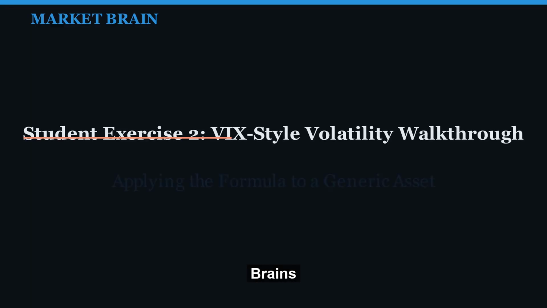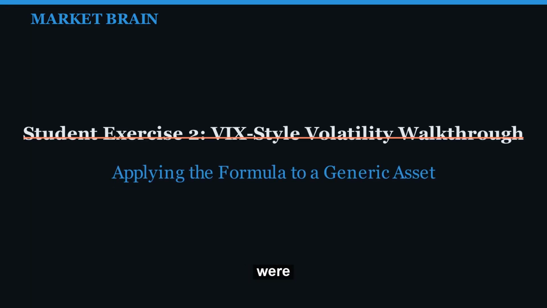Welcome back, Market Brains. In this section, we're diving into student exercise 2, where we'll apply our knowledge to calculate a VIX-style implied volatility index for a hypothetical asset. This isn't just about plugging numbers, it's about understanding each step, from selecting the right options to interpolating the final volatility. We'll walk through the entire process, ensuring every component of the calculation is crystal clear.